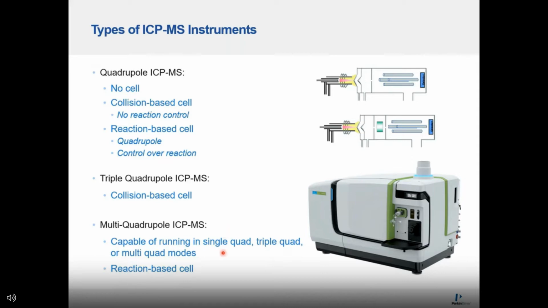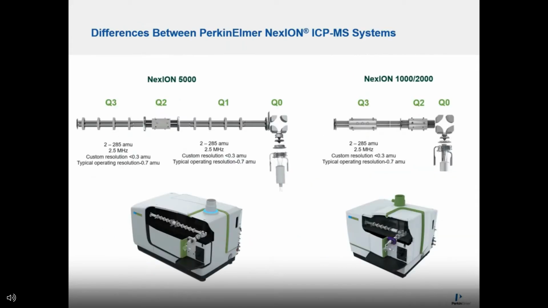And finally, there are multi-quadrupole ICP-MS that have the capability, beyond triple quad systems, of having active control over the reactions in the cell, as well as an additional quadrupole before the first analyzer quadrupole that replaces conventional lens systems, and we'll look into that a bit more in the details later. To show the difference of quadrupole systems versus multi-quadrupole systems, we'll look at NexION's platform as an example.